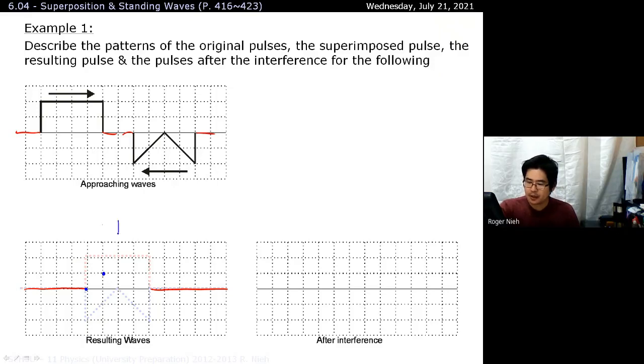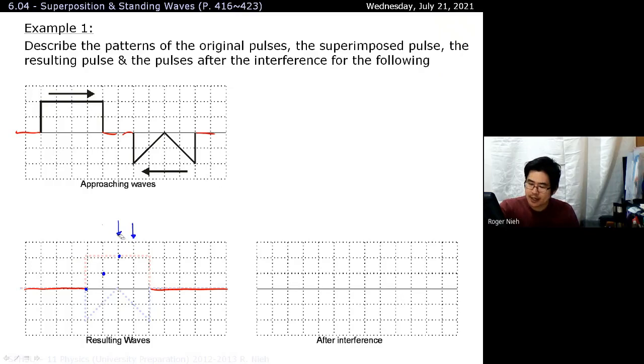Okay, I'm going to analyze this part on the grid as well. At this portion of the grid, you'll see that the red wave has a value of +2, and the blue wave has a value of 0. And as you know, 2 plus 0 will give you 2.